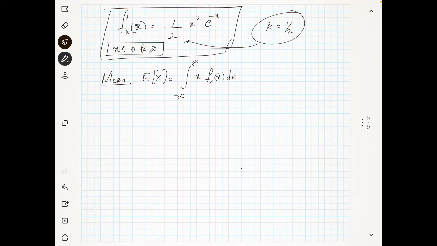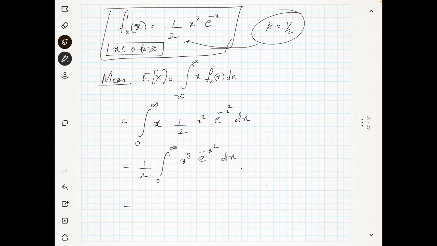So your mean is nothing but integral 0 to infinity, not from minus infinity, because your x has a value only from 0 to infinity. So x is there, then 1 by 2 into x square into e power minus x dx. This you have to find. If you integrate this, you will get 1 by 2 times integral 0 to infinity x cube into e power minus x dx.